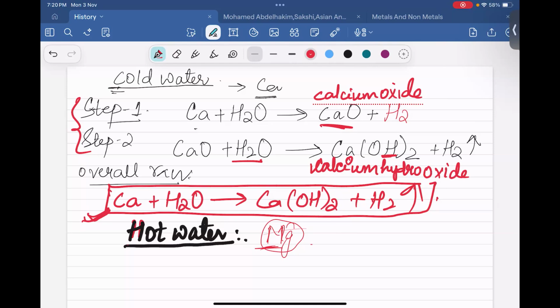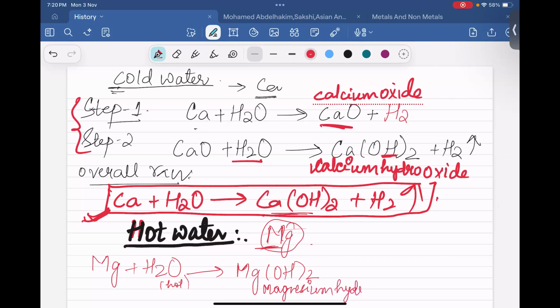The overall reaction of magnesium: when magnesium reacts with hot water, they will form, again, what was calcium hydroxide, now magnesium hydroxide, and obviously H2 gas will release.